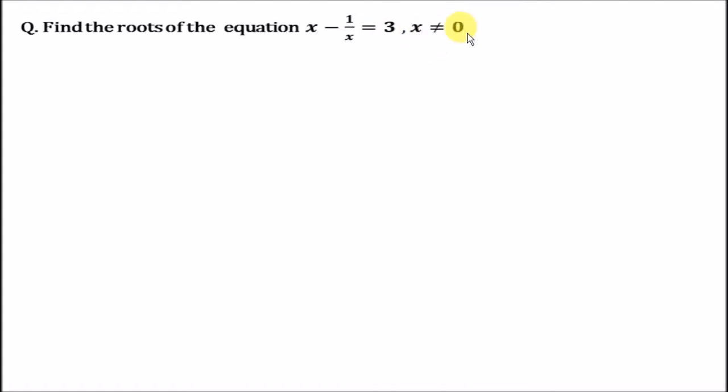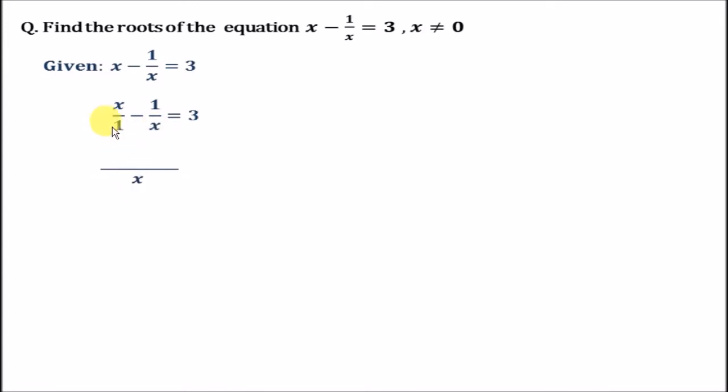The value of x cannot be 0, as 1 by 0 will result in a number which cannot be defined. So we should not get the value of x as 0. So given to us is the equation x minus 1 by x equals 3. First and foremost, let's assign 1 as the denominator of this x such that we can take the LCM of the denominators. The LCM of 1 and x will be x. So our LCM is x.